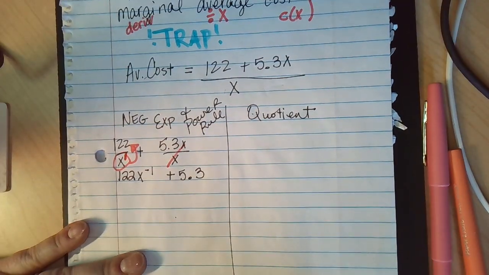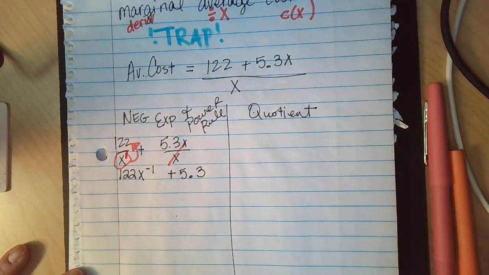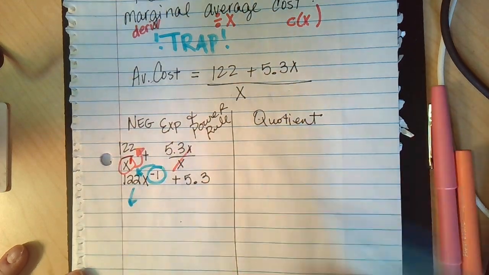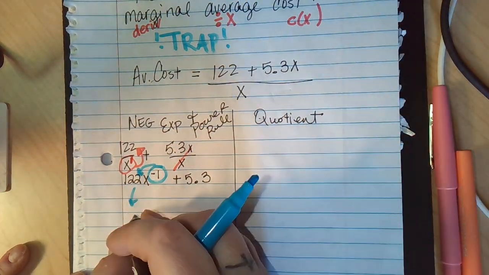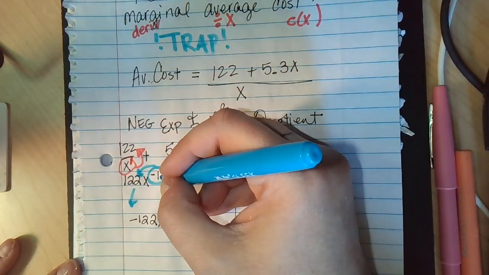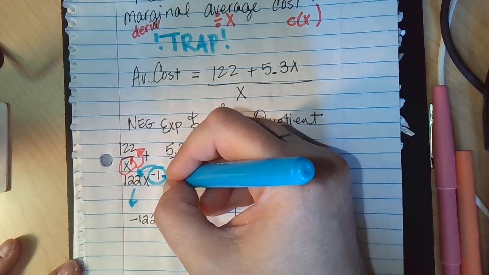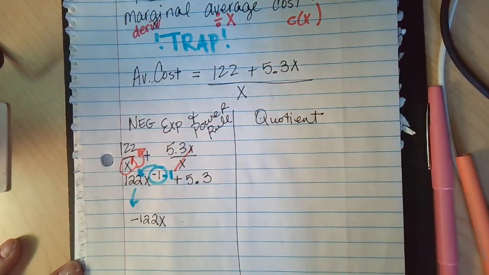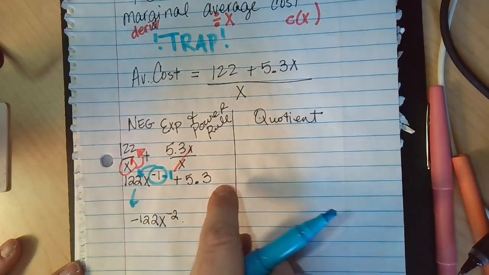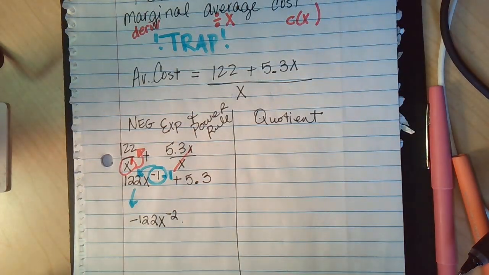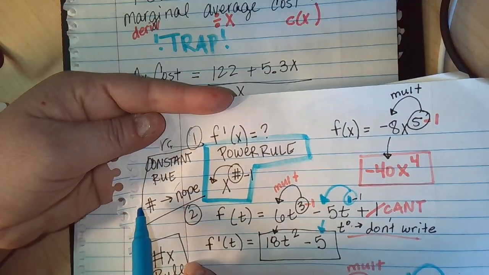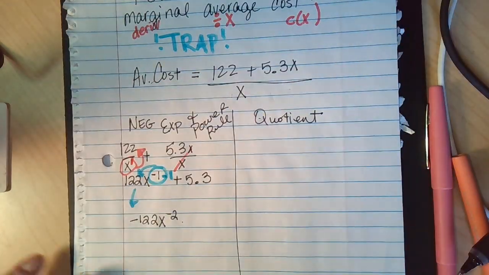All right, now we do our little power rule. The power rule says you take that negative 1, you multiply it in front, and you get 122 times negative 1. It's negative 122. X to the, subtract 1 from the exponent. Negative 1 minus 1 is not 0. It's negative 2. All right, and then plus 5.3, well, that's that constant, where if you have a number and you take the derivative of it, it just gets crossed out.